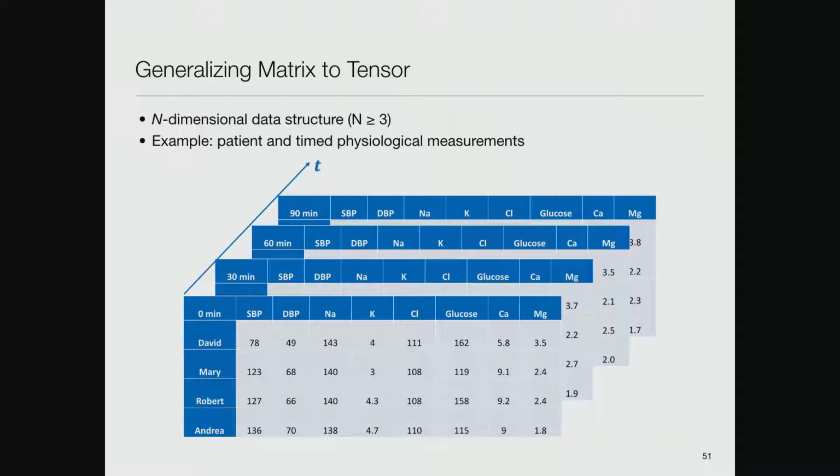So you often see data sets like this that say, patient by characteristic. So in this case, laboratory measurements: systolic, diastolic blood pressure, sodium, potassium, et cetera. That's a very vanilla matrix encoding of data. And then if you add a third dimension to it, like this is at the time of admission, 30 minutes later, 60 minutes later, 90 minutes later, now you have a three-dimensional tensor.